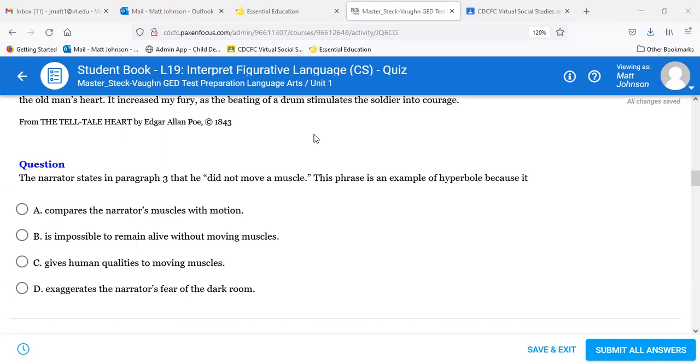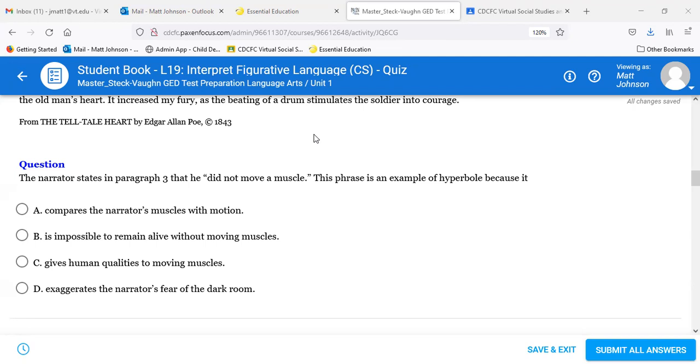D, B as in boy. It's just not possible not to move at all, or move a muscle. Even if you're completely still, you're going to have to breathe. Your diaphragm's a muscle, your heart's a muscle. So it's a softer type of hyperbole, right?